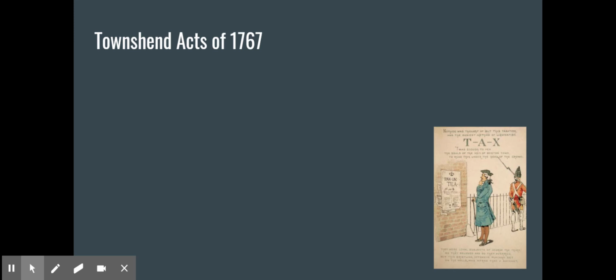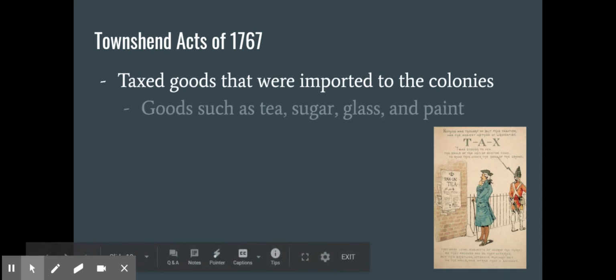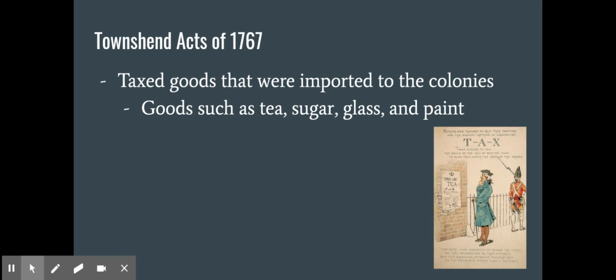So then that brings us to the Townshend Acts of 1767. So these taxed goods that were imported to the colonies. So things that came into the colonies for people to buy. So these were goods such as tea, sugar, glass, and paint. And so these were stuff that people had to use every day, especially that tea and sugar. And so there was an extra tax put on them that made it more expensive.